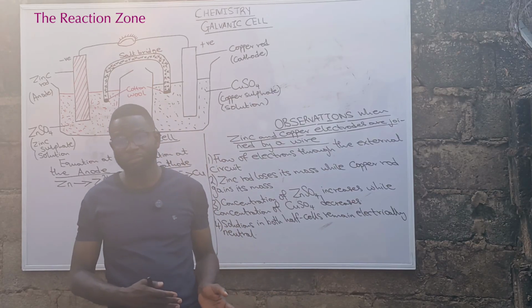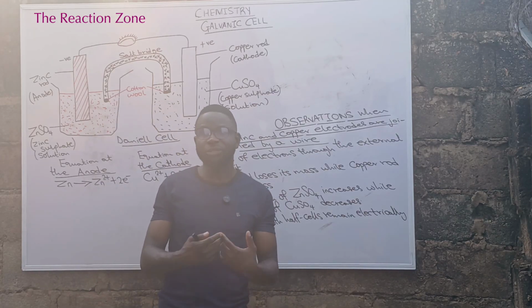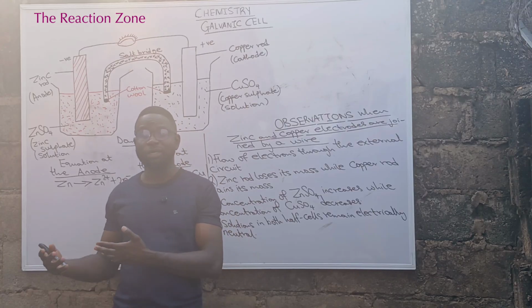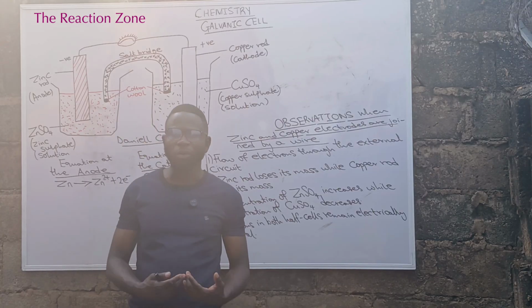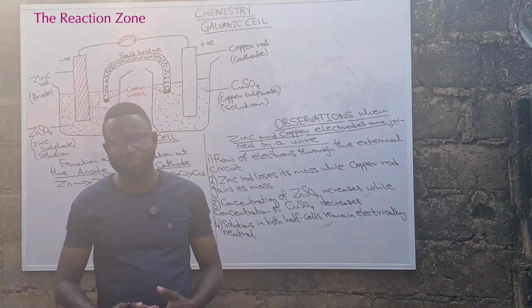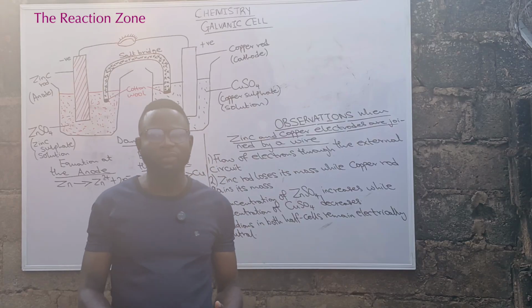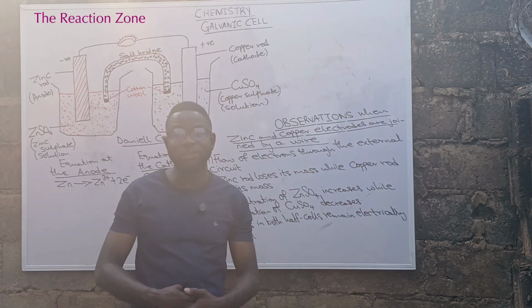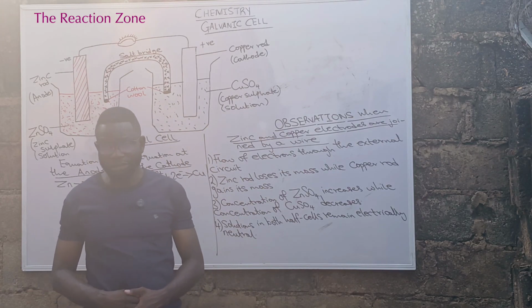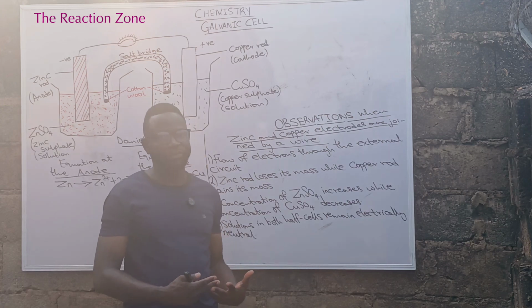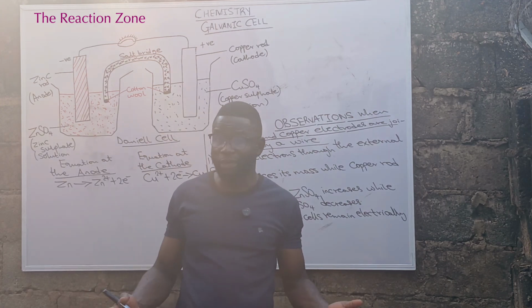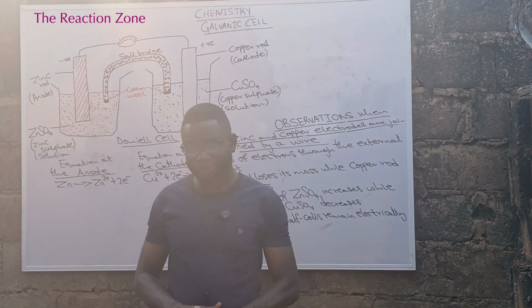Electrolytic cells, in which electrical energy is converted into chemical energy. The second one is galvanic or voltaic cells, in which chemical energy is converted into electrical energy.